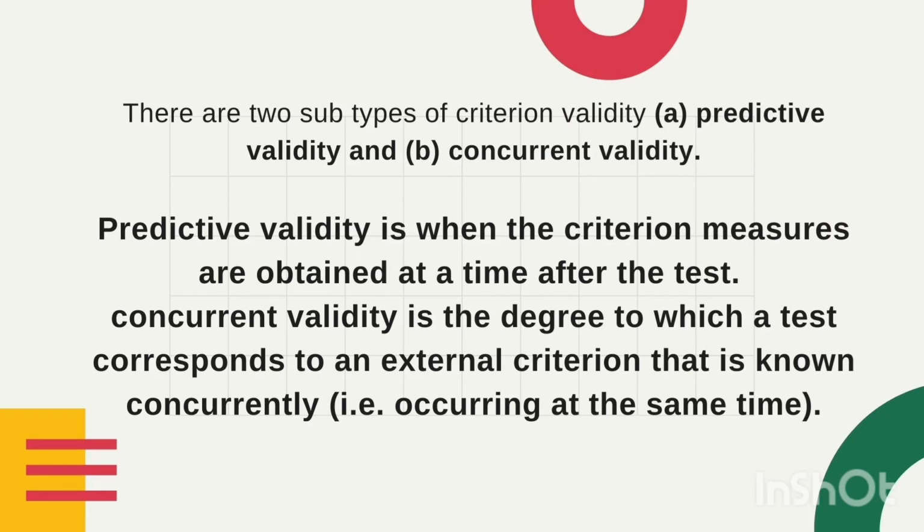There are two subtypes of criterion validity. First one is predictive validity and the other one is concurrent validity. Predictive validity is when the criterion measures are obtained at a time after the test. Concurrent validity is the degree to which a test corresponds to an external criterion that is known concurrently, that is occurring at the same time.